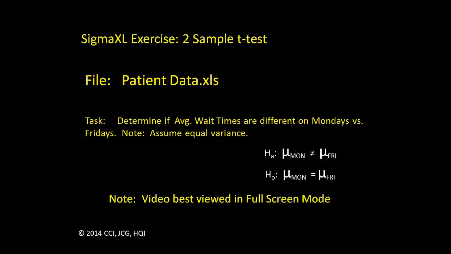Our alternative hypothesis will be set up that Monday does not equal Friday, and the null would be that wait times on Monday equal the wait times on Friday. Let's open our file and see how you did.